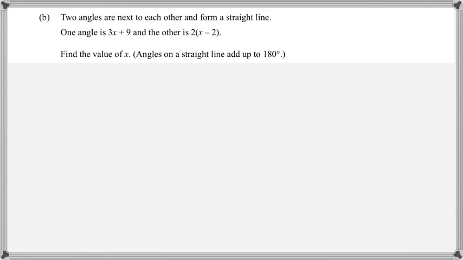So we've got two angles that are next to each other. They form a straight line. One angle is this, the other is that. They give you a clue: angles in a straight line add up to 180. Now, if you can't remember this, just draw it out.